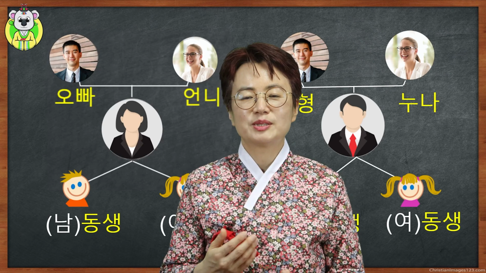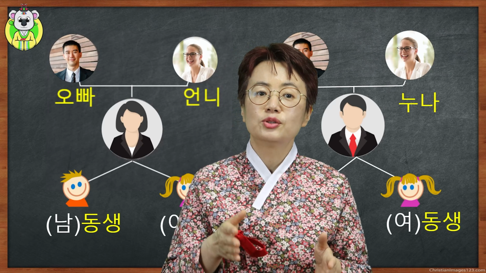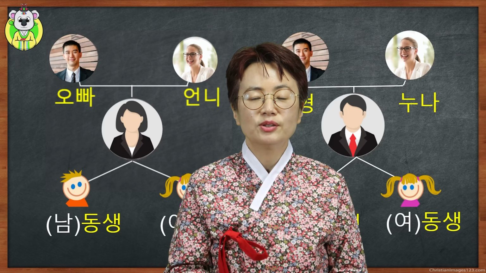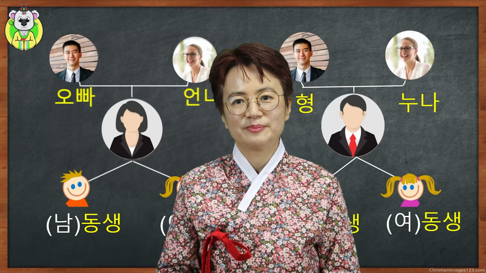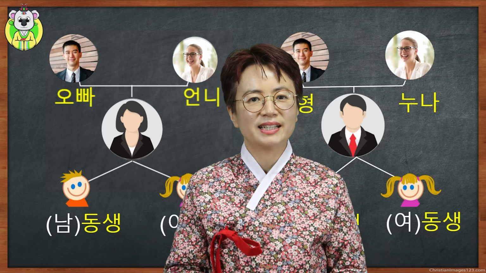Of course, if you want to specify the gender of your 동생, you can say 여동생 for a sister and 남동생 for a brother. This is all cool, but the problem is that Koreans use the same words for people who are not really your siblings.